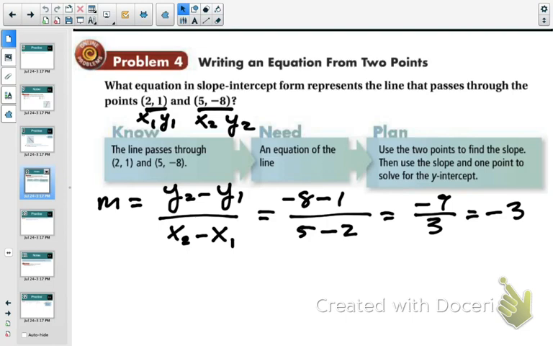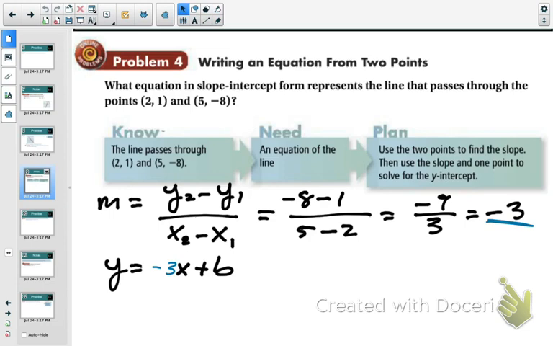Now this is the tricky part, because we found the slope, but we can't find the y-intercept by just looking at these 2 points. So what we can do is remember our equation, y equals mx plus b. I know the slope now is -3, so I'm going to plug -3 in for m. Then to find b, I can pick one of these points here, 2, 1, or 5, -8. I'm going to pick this one because these look like easier numbers. I'm just going to substitute those in for x and y. So this is our x, that's our y.